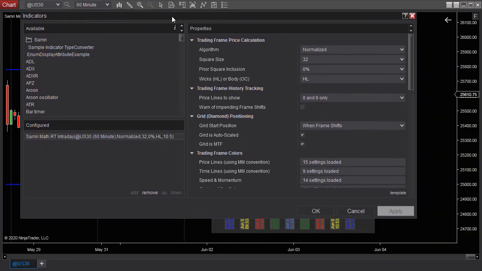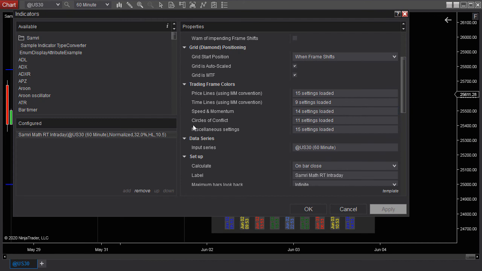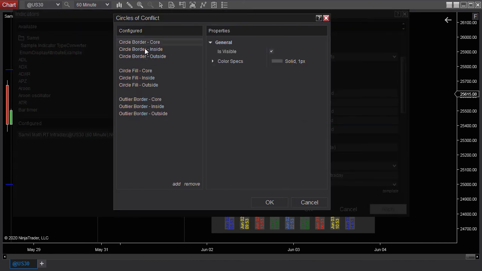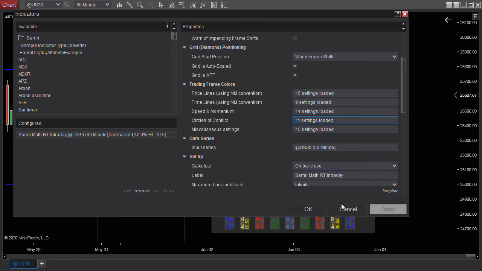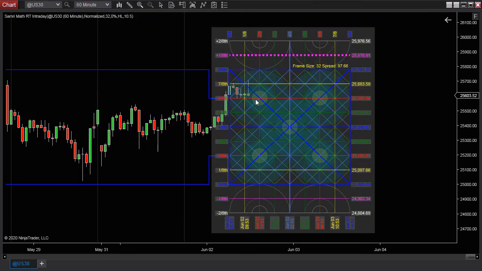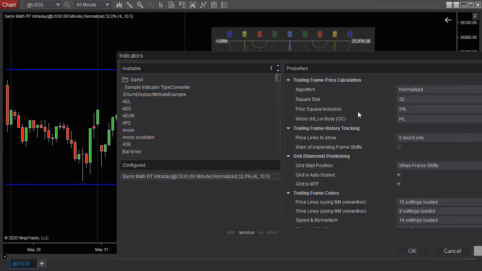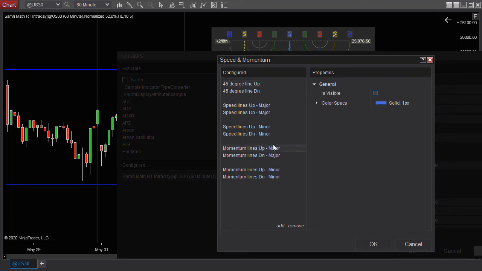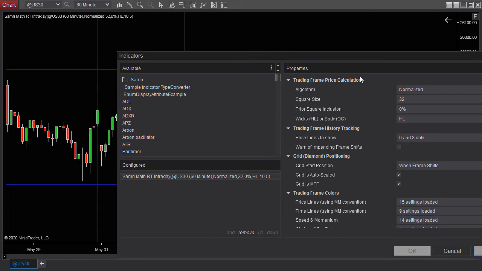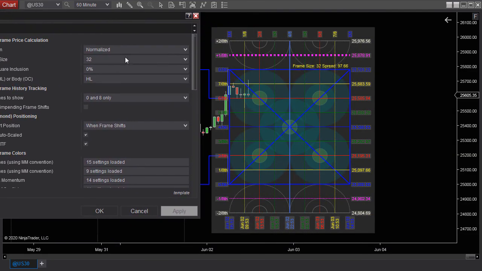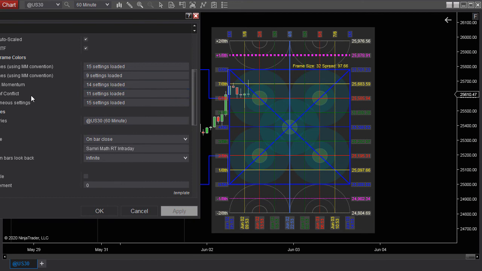Now on to the next set of settings, the circles of conflict. If you know how to use them, all well and good. I don't personally, but some people apparently do. Price goes around them, these circles here. Let me just first of all get rid of the speed lines so we can just see the circles. Speed and momentum, up, invisible, down, invisible, minor, invisible, and another minor, invisible. So now we've got the circles. Let's control the circles. You do it here with the circles of conflict setting.